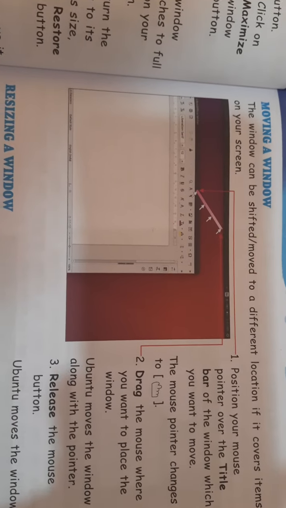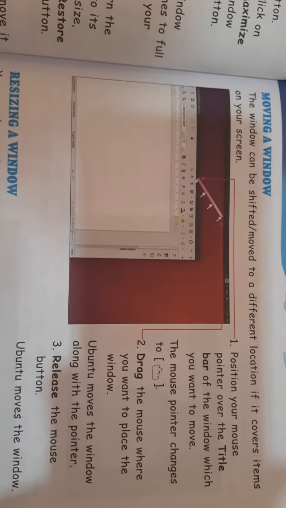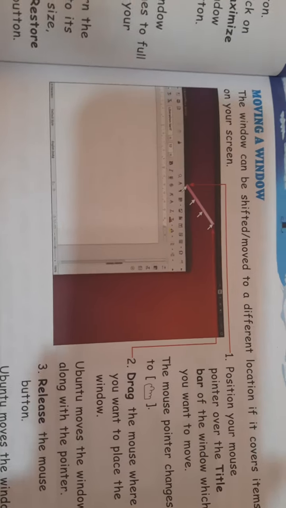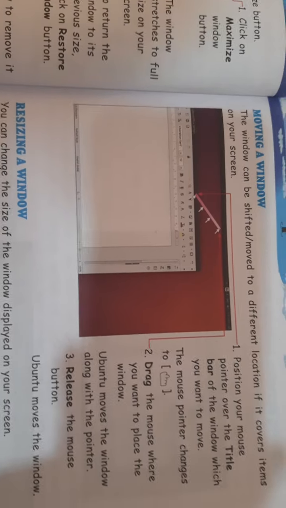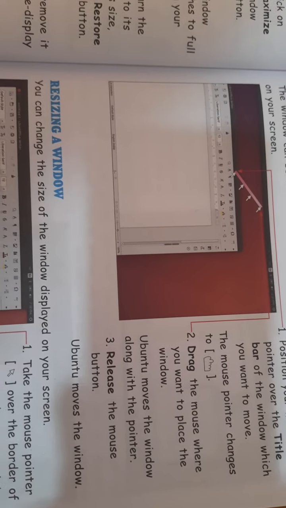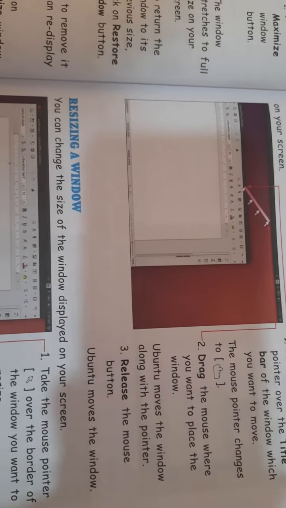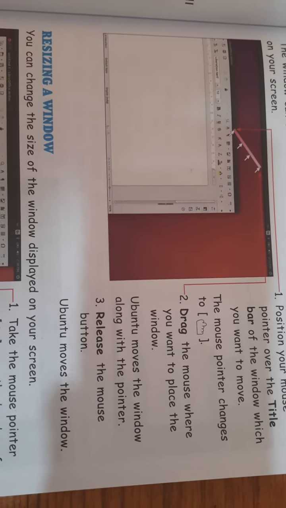As you can see, arrows are there, right? The mouse pointer changes to this symbol. As you can see, one hand is there, so your mouse pointer will change like this. Then you have to drag the mouse to where you want to place the window. Ubuntu moves the window along with the pointer.